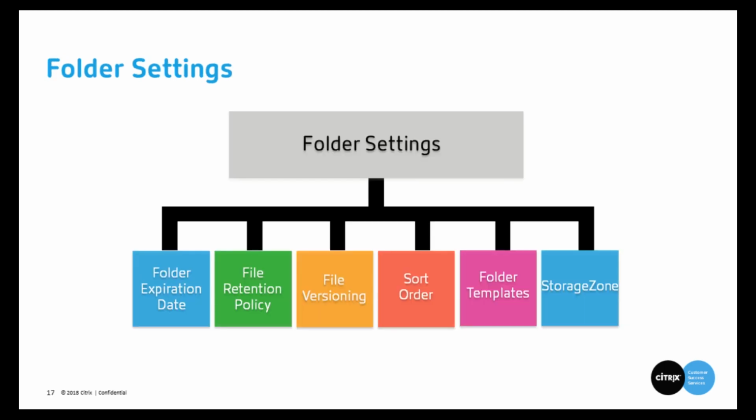So for the folder settings, we have the folder expiration date, and this is the date when the folder and all of the items inside will be deleted. The file retention policy, on the other hand, will allow you to set a specific amount of days, after which the files inside this folder will be deleted, but the folder will remain. File versioning will allow you the option to create a new version of a file instead of overwriting the file. Sort order will allow you to set default sort order fields, and you can have this applied to your subfolders.